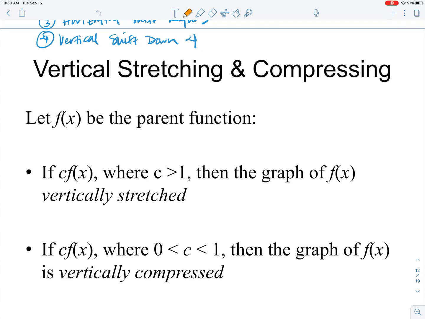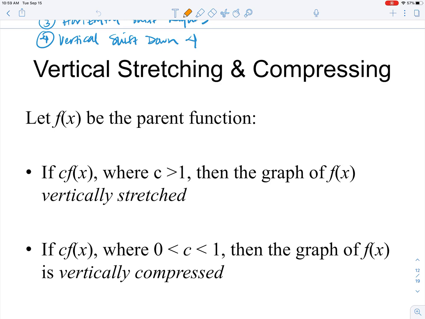So this video is part 2, section 1.3, and in this lesson, we are going to look at how to vertically or horizontally stretch or compress the graphs of the parent functions that you guys are familiar with.